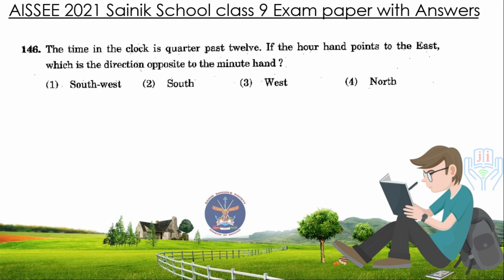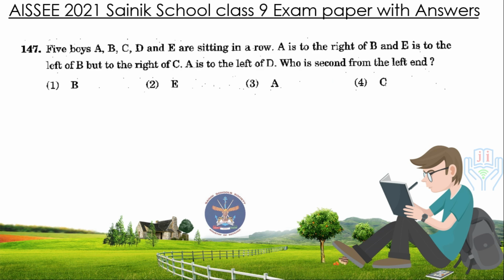The time in the clock is 12:15. If the hour hand points to the east, which is the direction opposite to the minute hand? Answer north. 5 boys A, B, C, D and E are sitting in a row. A is to the right of B and E is to the left of B but to the right of C. A is to the left of D. Who is second from the left hand?